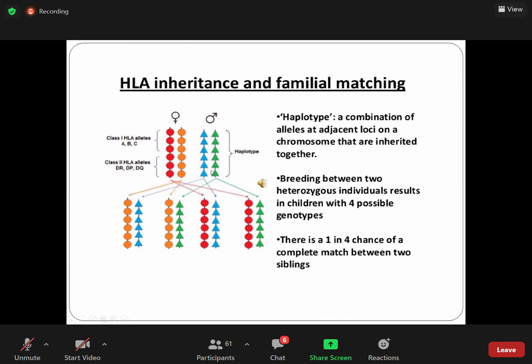Another picture shows the mother and the father. Again, there is one set of genes and two sets of genes from the mother and father. This is the patient, and we did the test to match the other siblings. These are four siblings, and they are tested for a match with the patient. This sibling matches the patient.